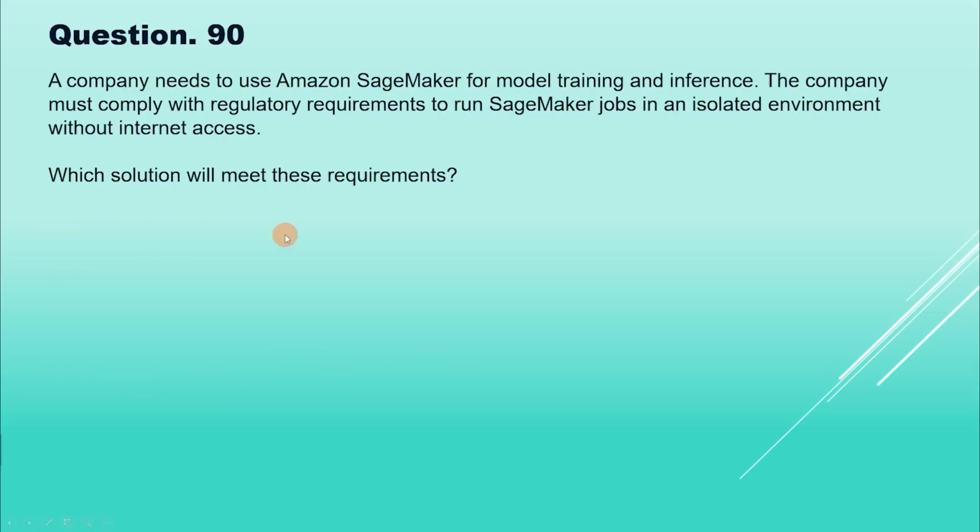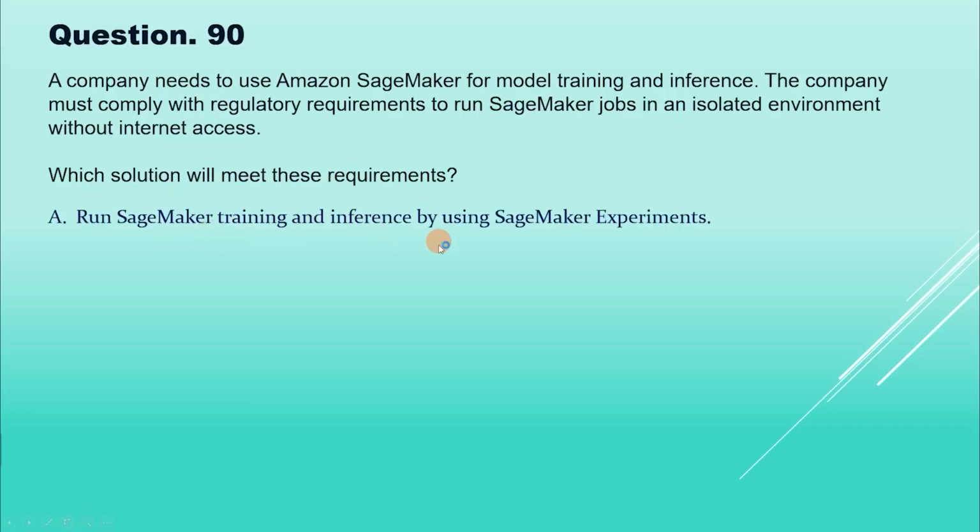Now question number 90. A company needs to use Amazon SageMaker for model training and inference. The company must comply with the regulatory requirement to run SageMaker jobs in an isolated environment without internet access. Which solution meets these requirements? Here are the options. Option A, run SageMaker training and inference by using SageMaker Experiments. Option B, run SageMaker training and inference by using network isolation.